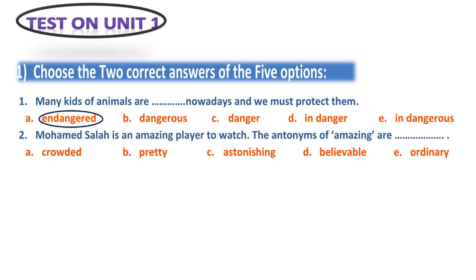Number 2, Mohamed Salah is an amazing player to watch. The antonyms of amazing اللي هي عكس كلمة amazing أو النقيض كلمة amazing: crowded, pretty, astonishing, believable, and ordinary. The right answer is ordinary.